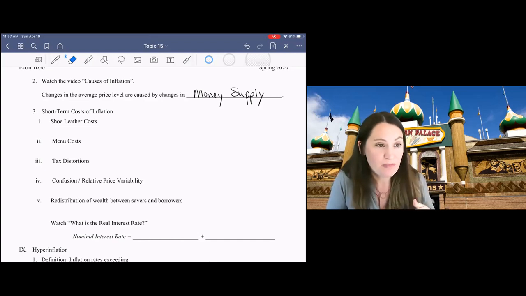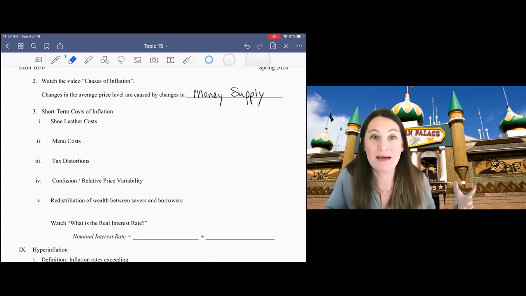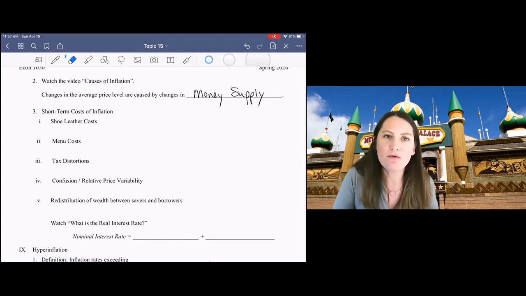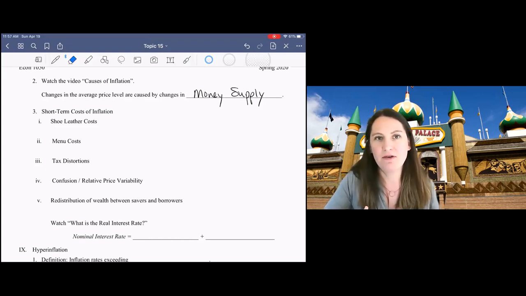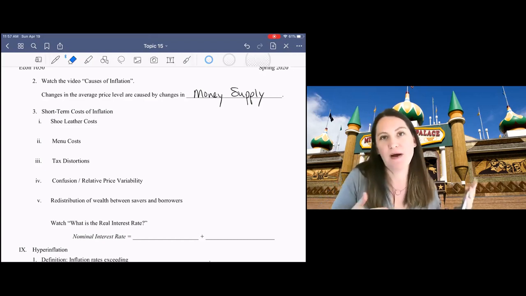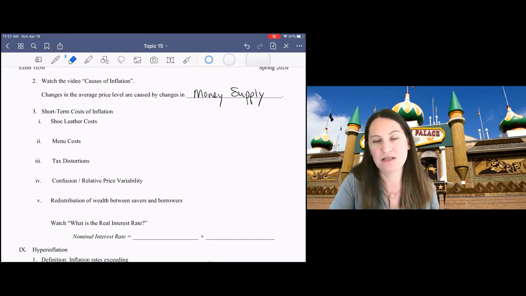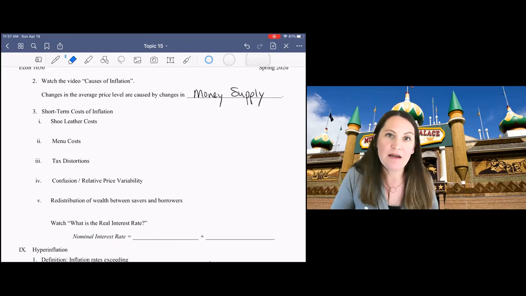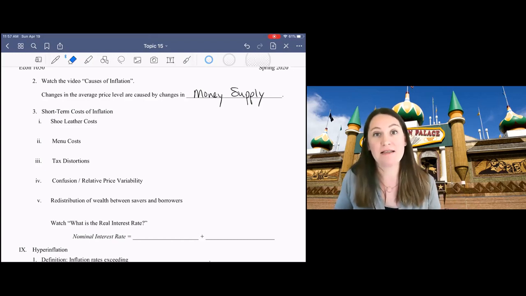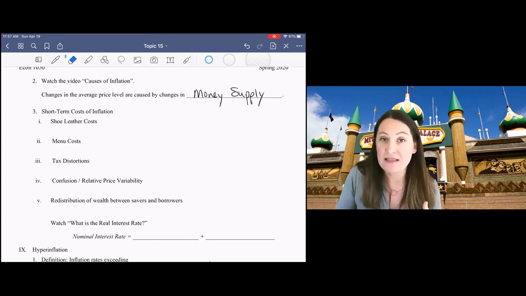All right, so the first one we have here is shoe leather costs, and this is an older term that comes from before we had online banking. If you think that we are going to have inflation, in other words, the value of your dollar is decreasing over time, you may want to keep your money in an interest-bearing account rather than holding cash, right? Because the value of your cash is going to be decreasing over time. So this may cause you to shift more of your assets to interest-bearing accounts and only take them out more frequently as you need to spend them rather than just holding cash.